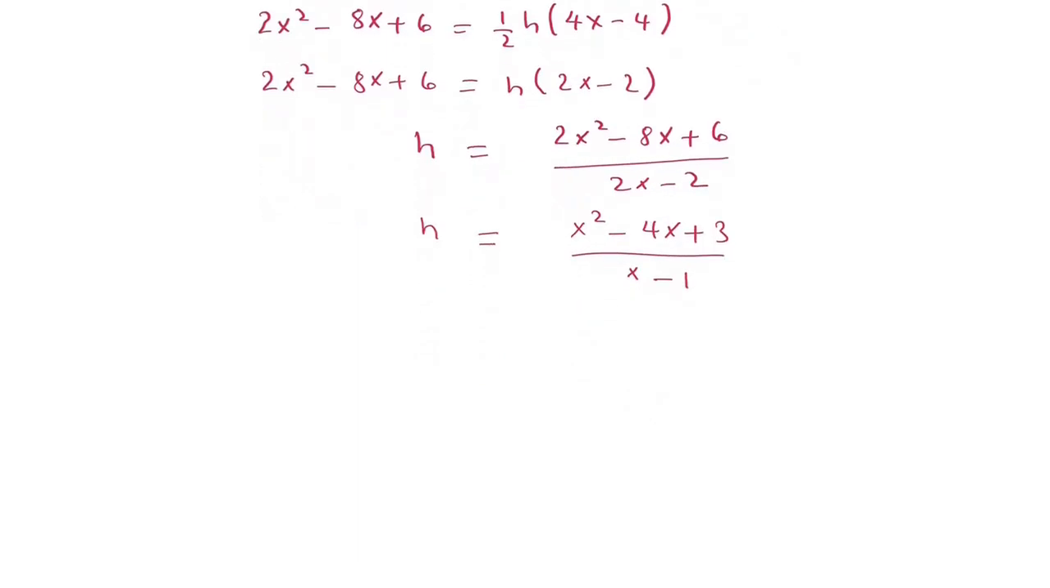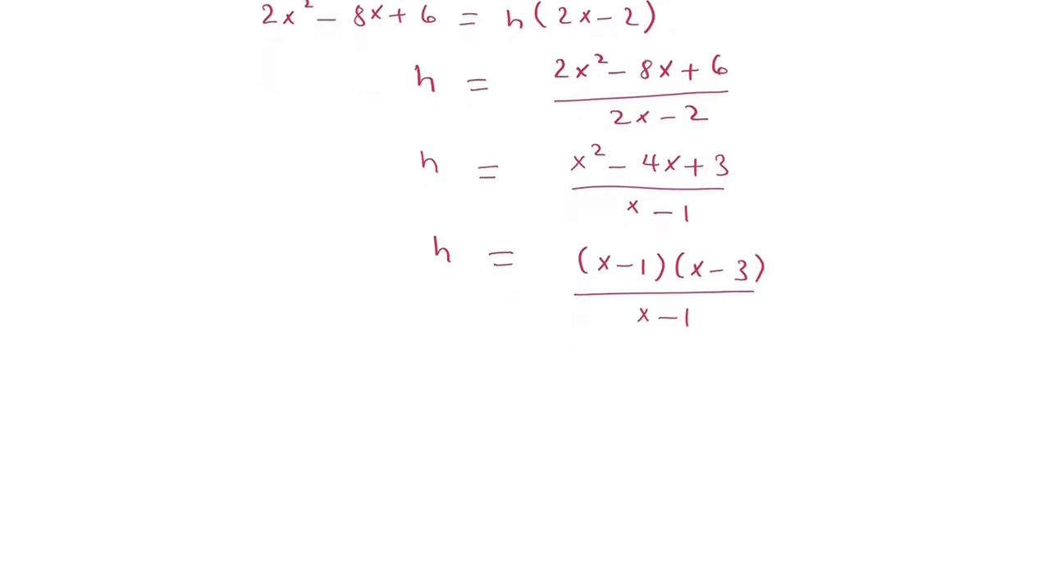Okay, so let us now factorize our numerator by splitting the middle term. Our equation is going to be h equals, in brackets, x minus 1, in brackets, x minus 3 over x minus 1. Okay, so since x minus 1 is common, then they can cancel from the fraction. So our equation is going to be h equals x minus 3. And this is the value of the height required.